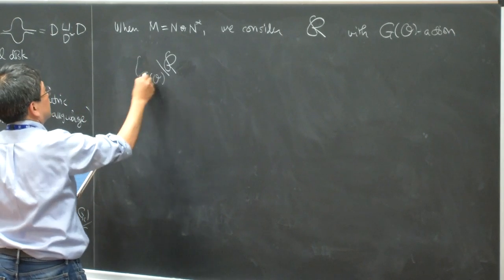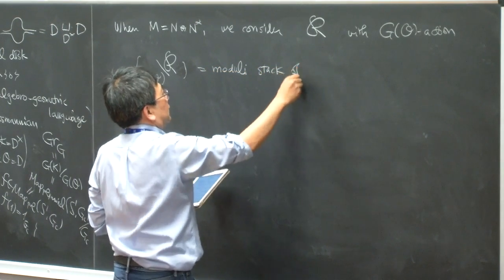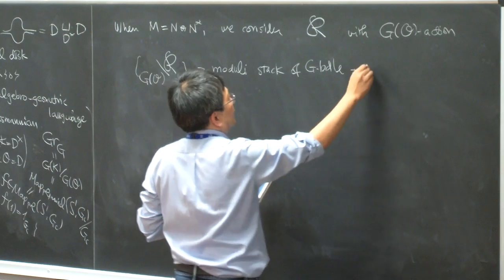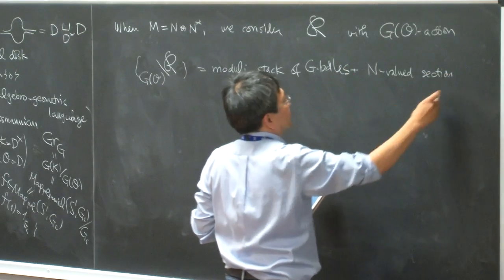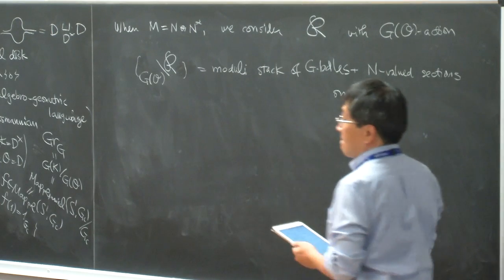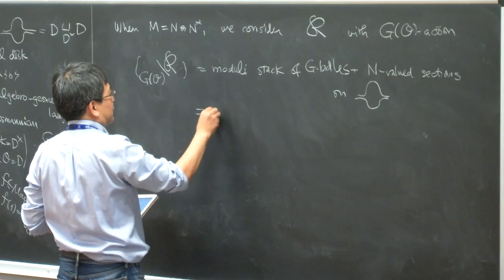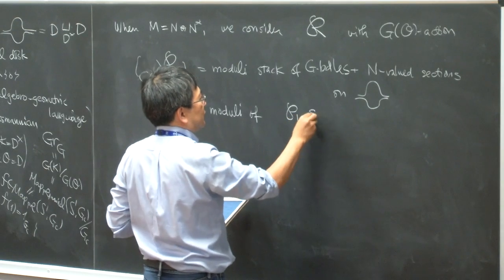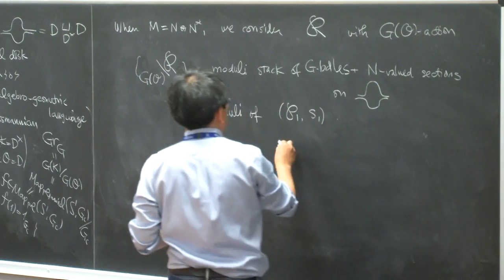So this is some stack, an infinite dimensional stack, a moduli stack of G bundles and varied sections on this disk. So more precisely, what does it mean? So we have the moduli of P1, S1. So this is a bundle and a section on the upper disk.